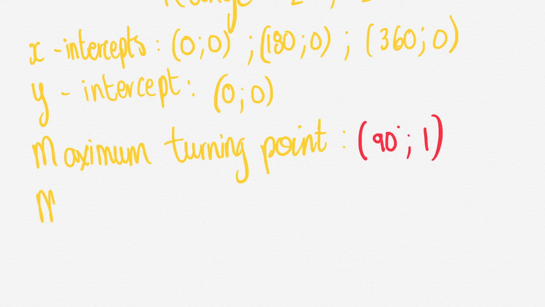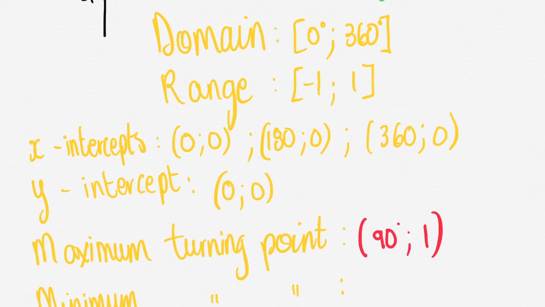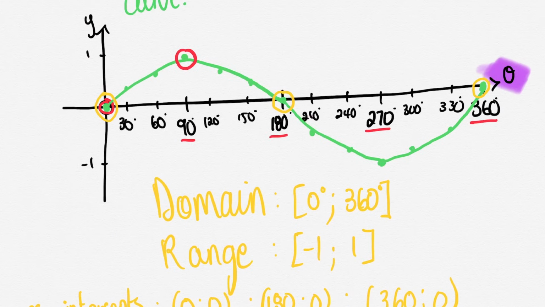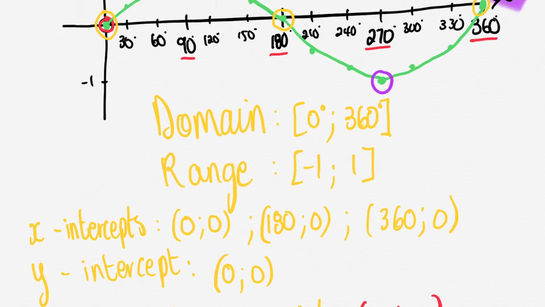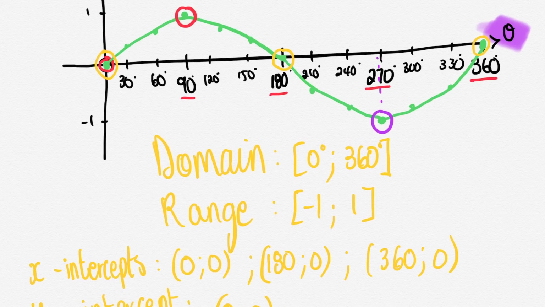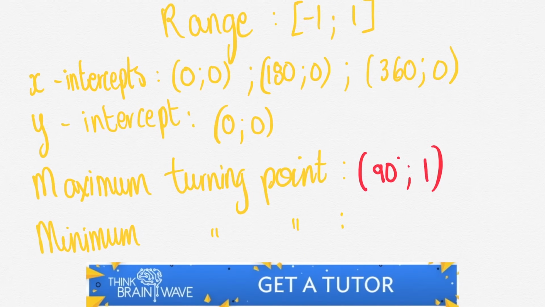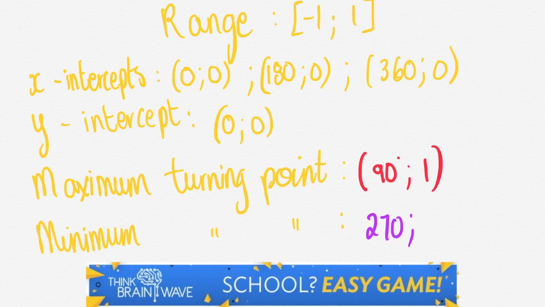Now, if you look at your maximum turning point at 90 degrees, your highest y value is 1, and your minimum turning point would be at 270 and -1. I'm just labeling this in the correct colors so that you can follow it and track it. I did the maximum in red and I've done the minimum in purple. It's very easy to read across. There's no shifts, so it is 270 degrees and -1.